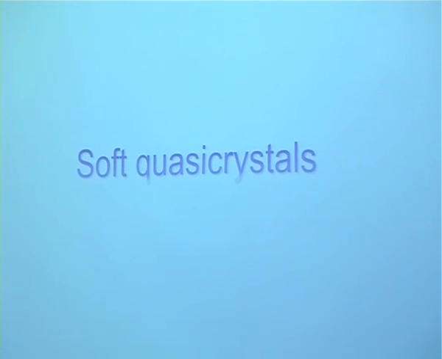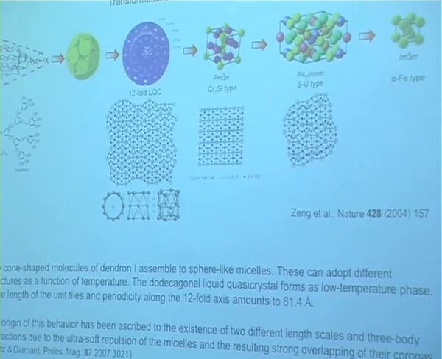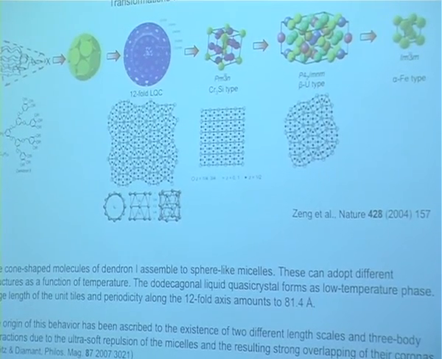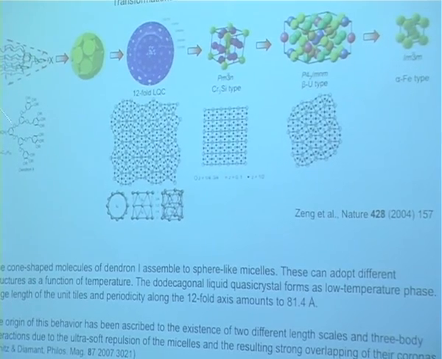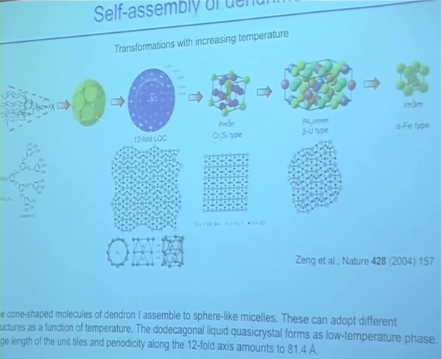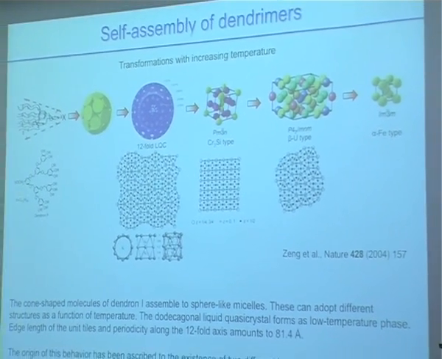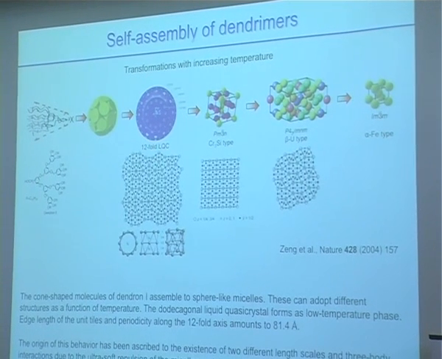Then there are also soft quasicrystals known. And one example is shown here. These are dendrimers. So these are organic molecules, wedge-shaped here, and they self-assemble to micelles, as shown here. And as a function of temperature, you can produce a series of different structures. And in this example, you find at lower temperature a quasicrystalline arrangement with 12-fold symmetry. Yeah? So you don't necessarily need atoms as building objects. You can also have micelles, as shown here.